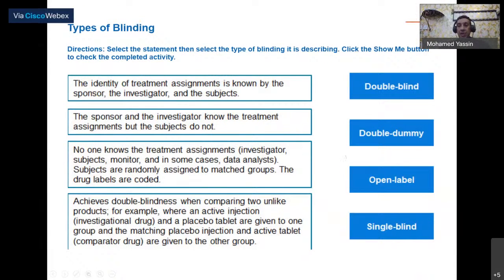We have different types of blinding. We have single blinding. We have also open label. We have a double dummy. We have a double blind.